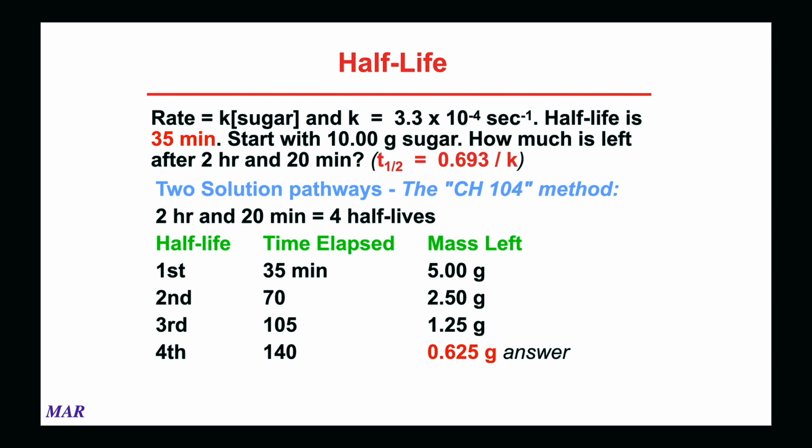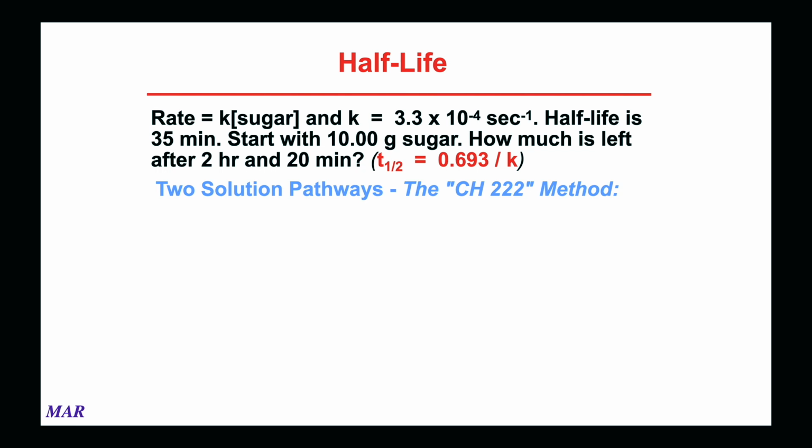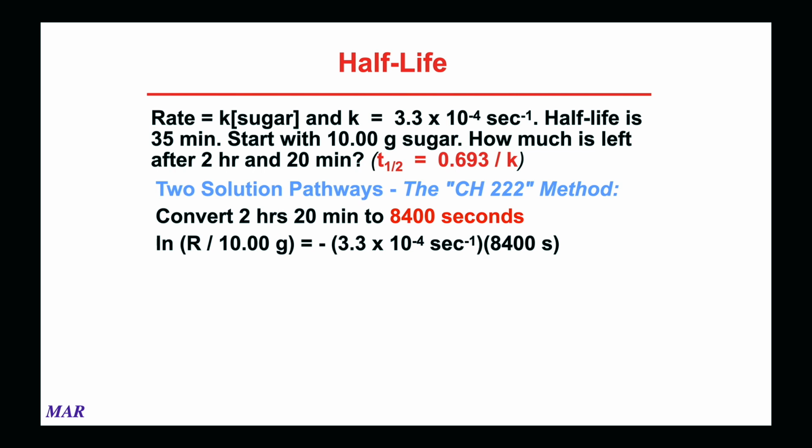And this way it's awesome if your time elapsed is a whole number of half-lives, like exactly 4. If you have like 3.65 half-lives, then it doesn't work quite as well. So the Chem 222 method, which is what I recommend highly for this class, is you go back to that first order integrated rate law. Now, because K is in inverse seconds, we need to convert our time into seconds. Seconds and K have to be the same kind of units.